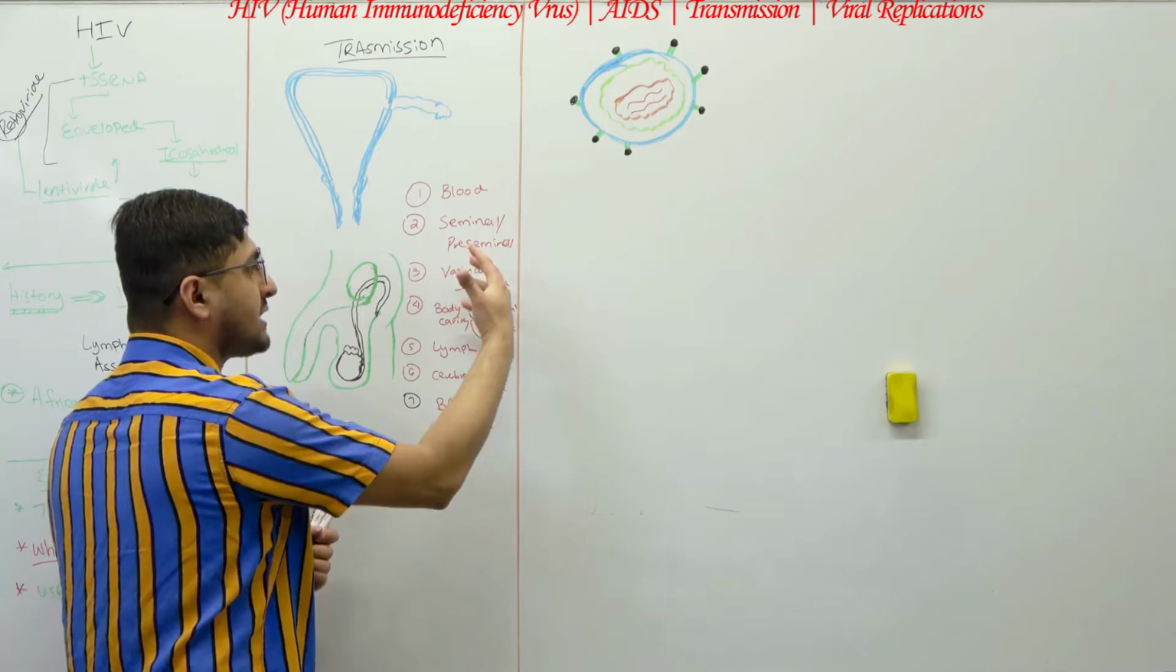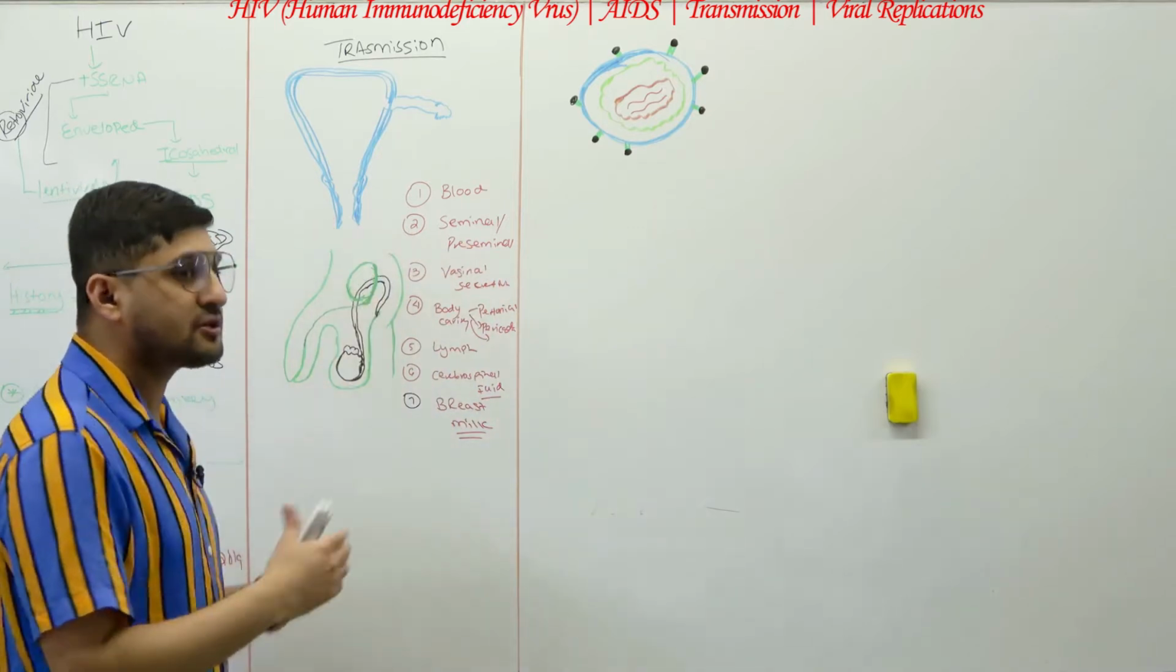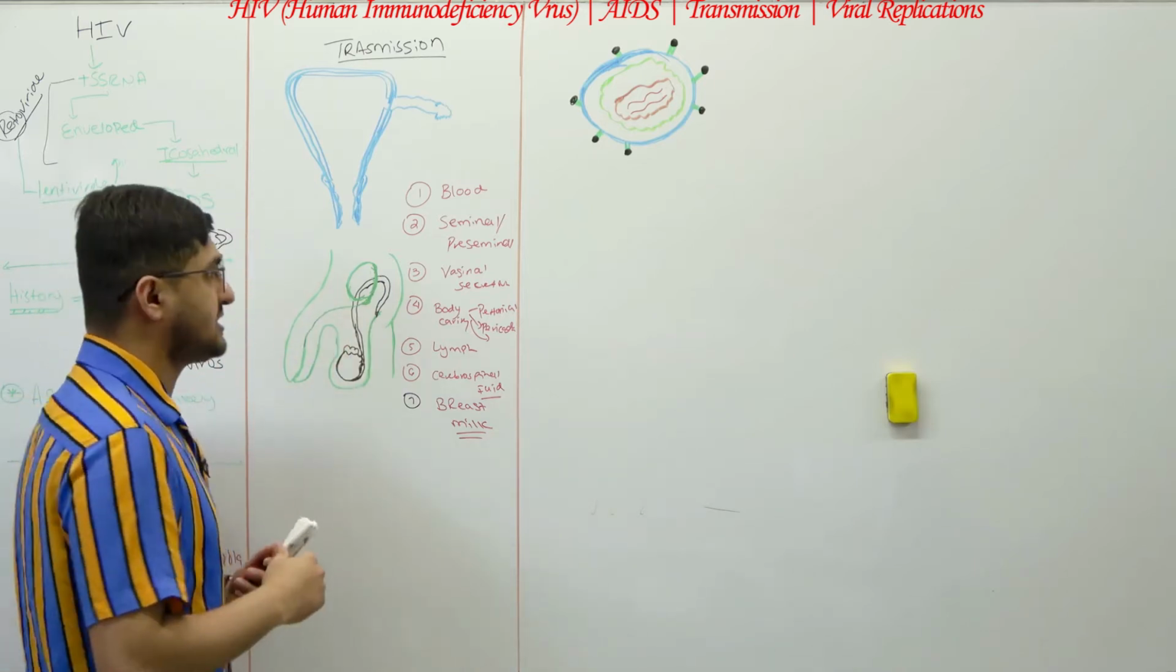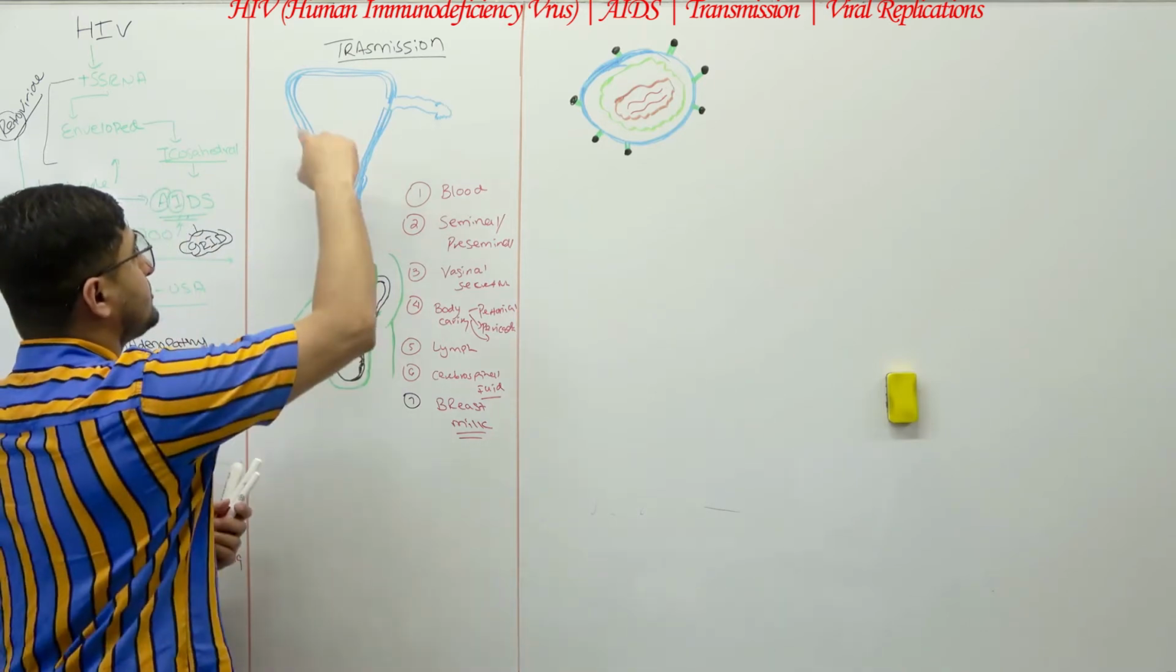But how does this get transmitted to someone else? So let's think about if the HIV-infected person is there. One of the things is, you see, what is this I do?